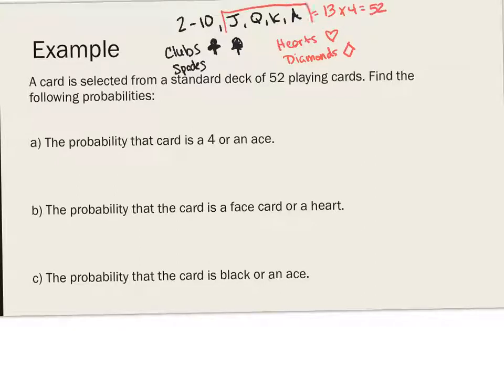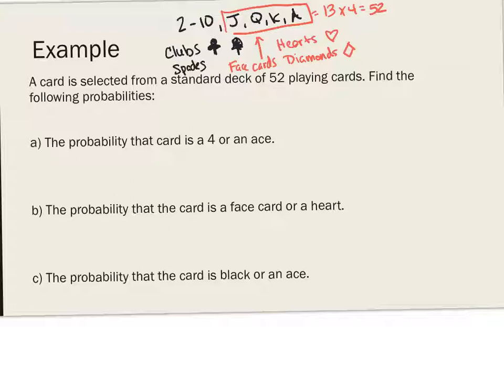Jack, Queen, King, Ace are considered to be what we call face cards. And every suit has these 13 cards in it. So in the standard deck, here's what you have. And we're going to use these to answer these probability questions. So when you answer these questions, here's how it works.